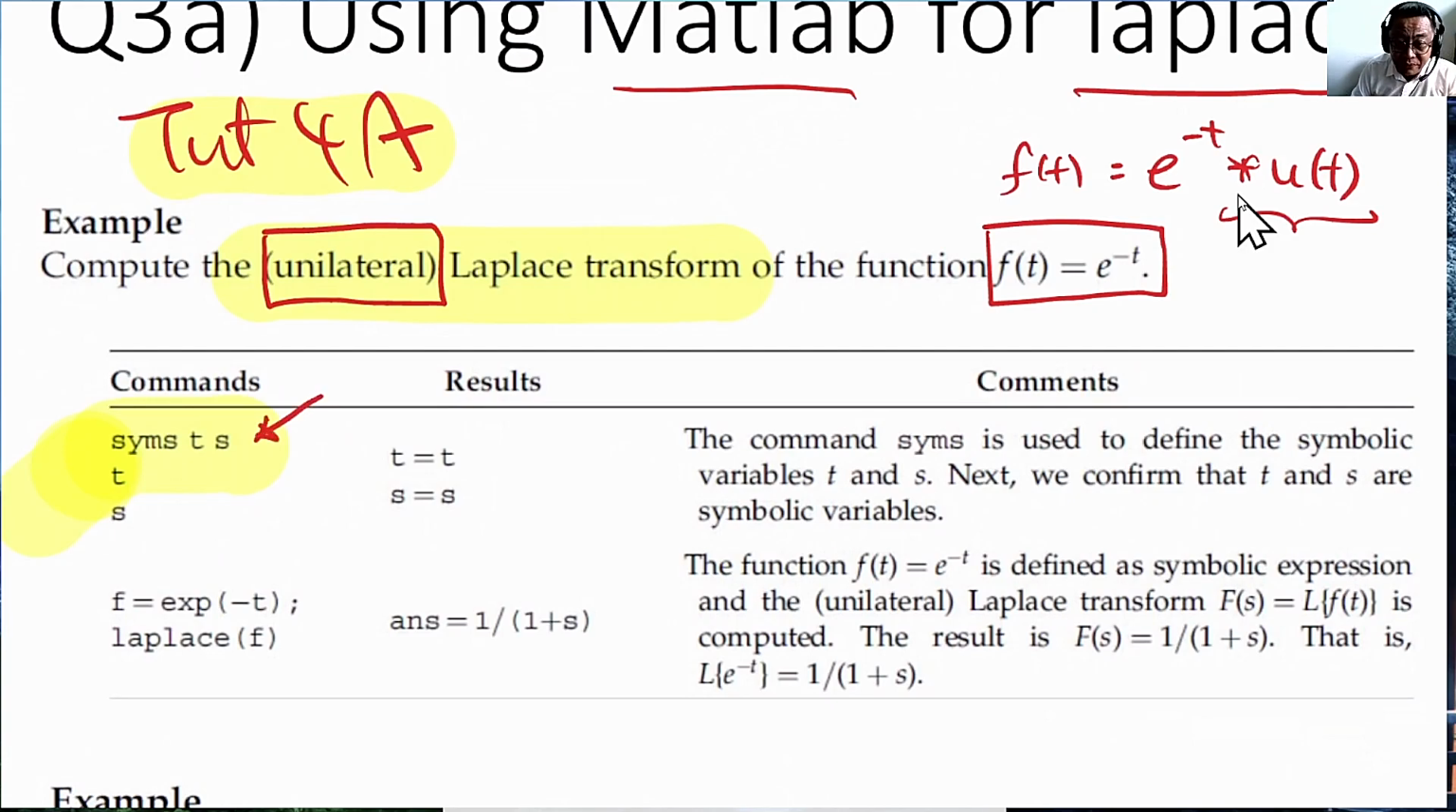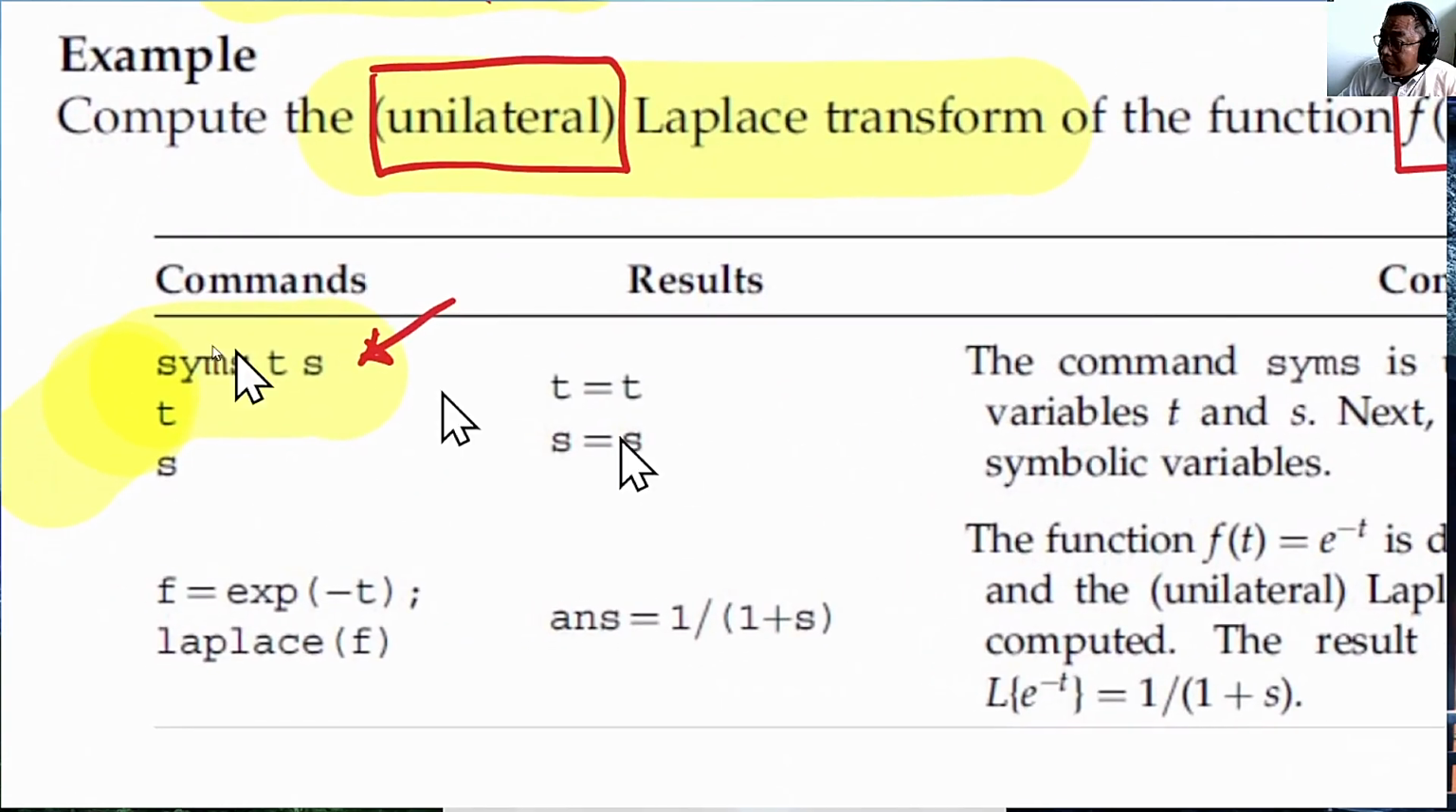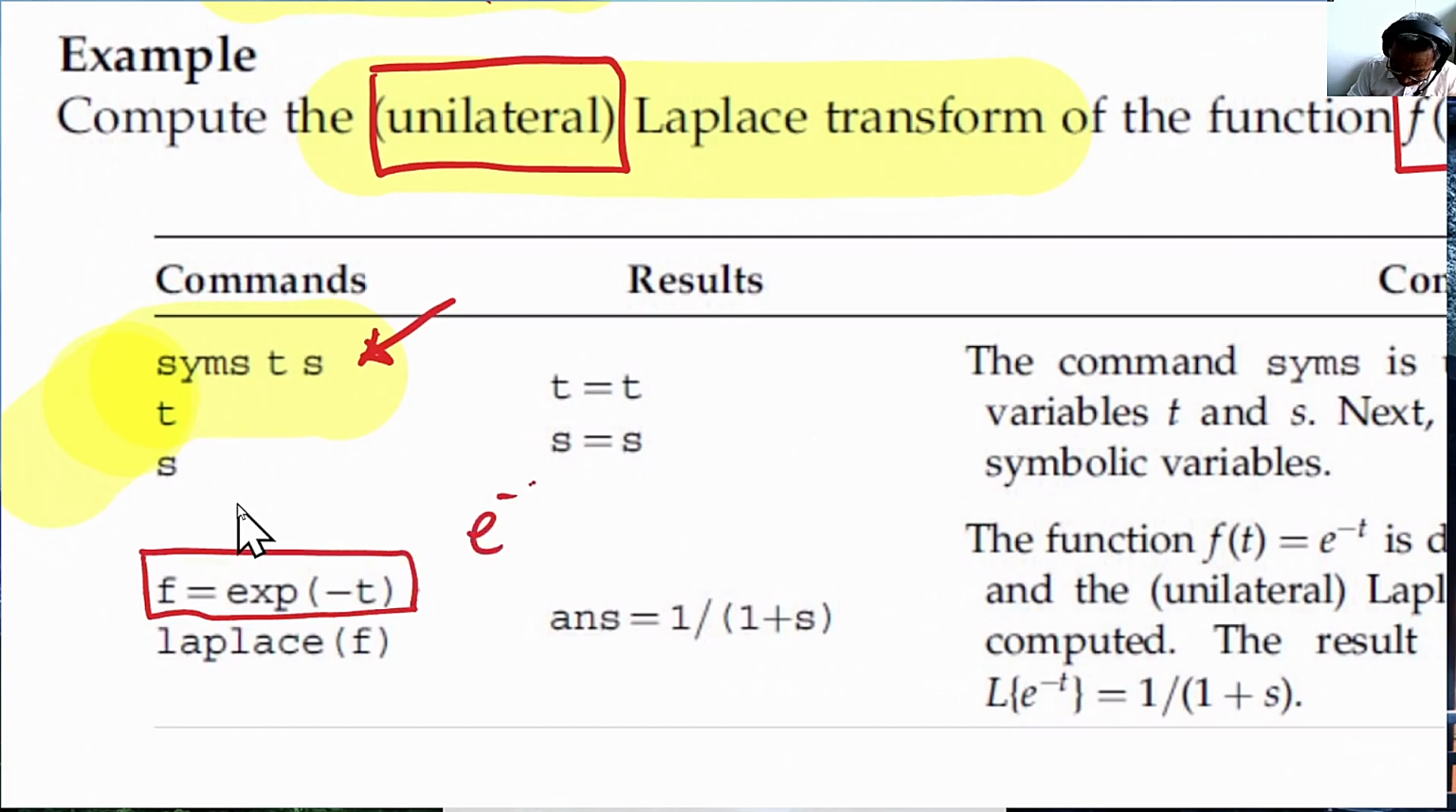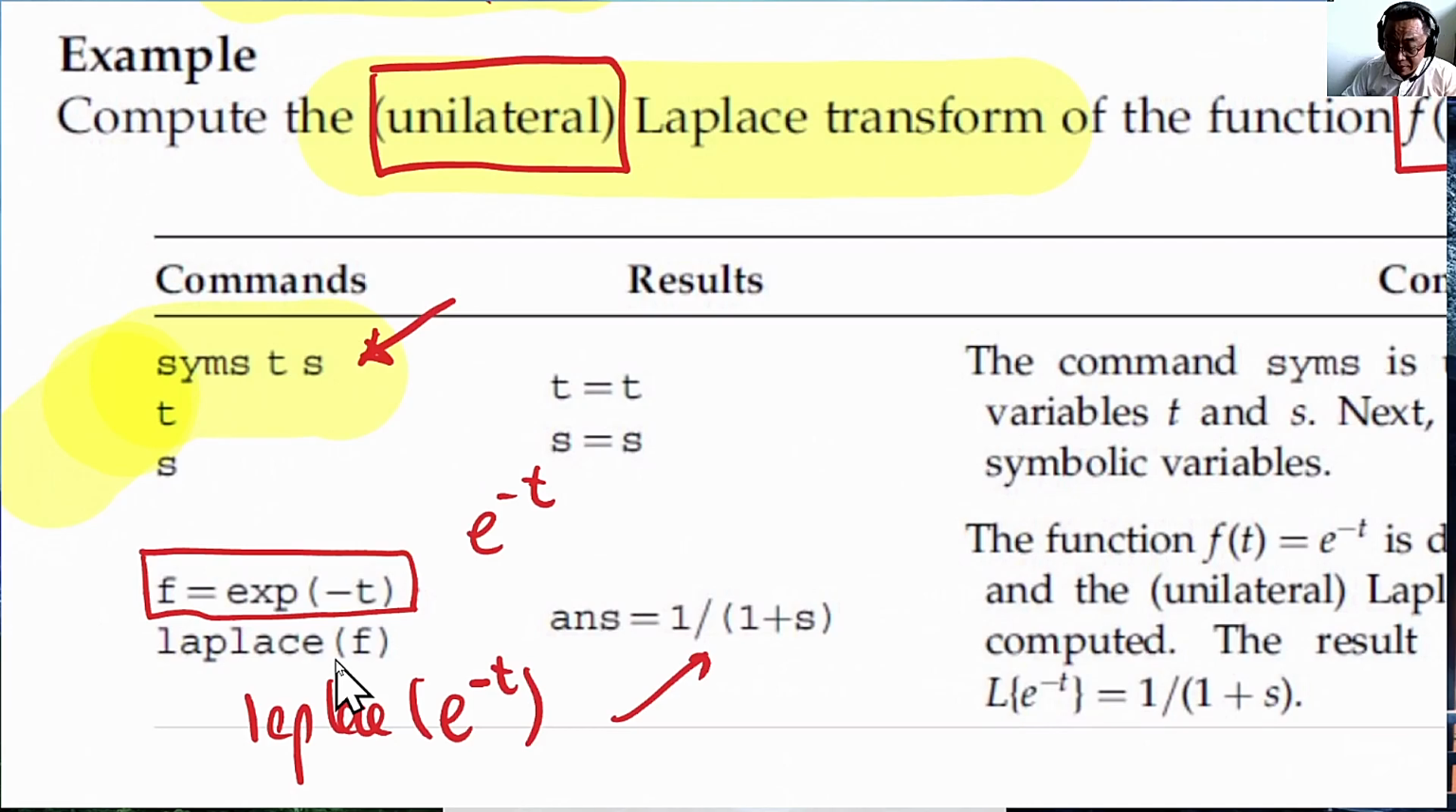To use MATLAB, first start MATLAB and declare that t and s are symbolic, and then we declare the function f to be e^(-t), and then we are going to take the Laplace of f, which means e^(-t), and the answer is 1 over 1 plus s, as expected.